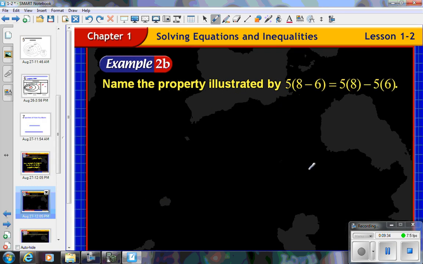Another example, name the property that's illustrated here. We'll notice that we're multiplying the 5 times the 8 minus the 5 times the 6. So we're using the distributive property.